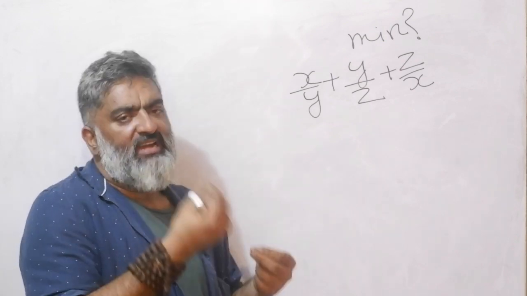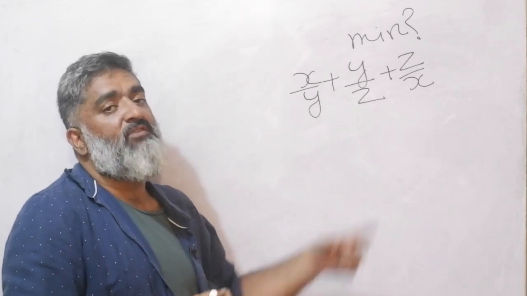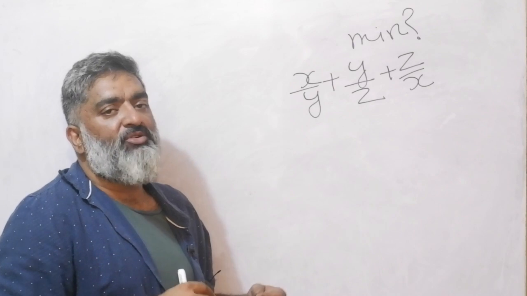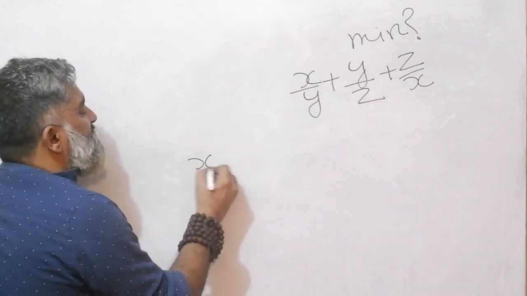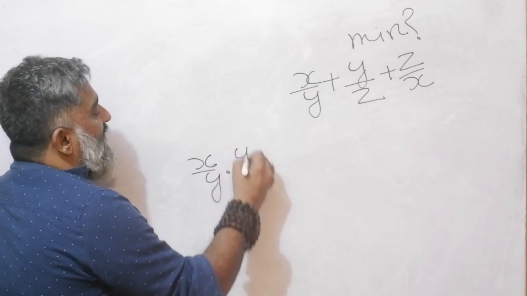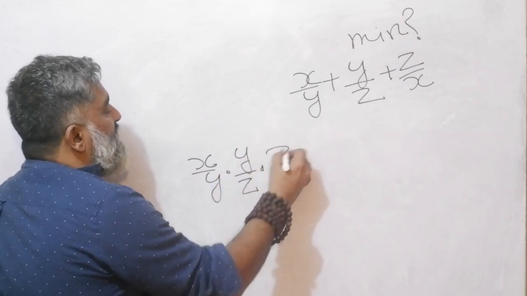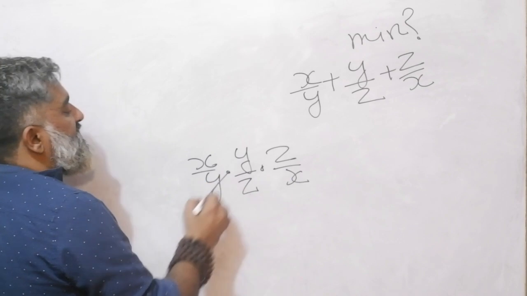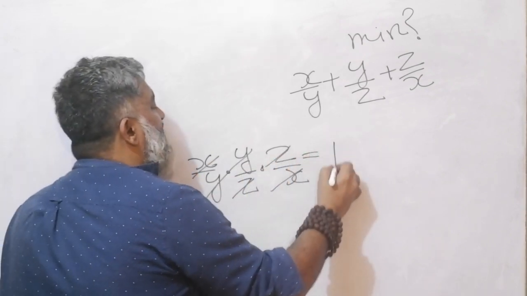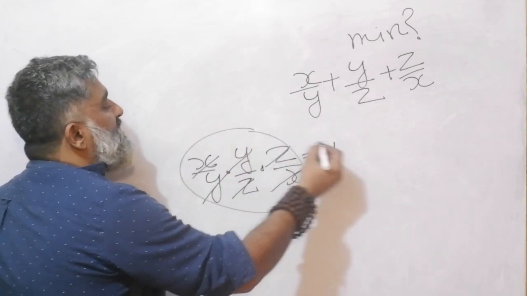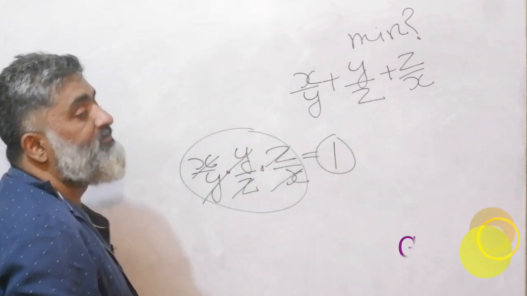The moment I get that clue that I'm thinking of a minimum of a sum, I should connect it to the product. Is there a product available? Can I multiply these terms? Maybe things will happen. As they happen in algebra a lot, things get cancelled. So this y will get cancelled, this x will get cancelled, this z will get cancelled. That means the product is equal to 1.